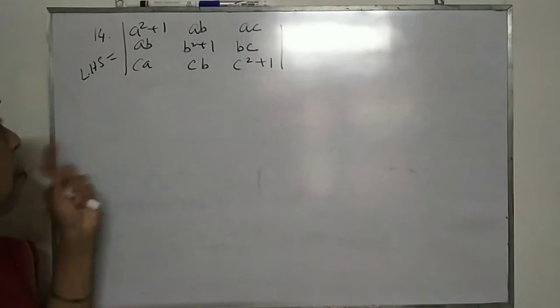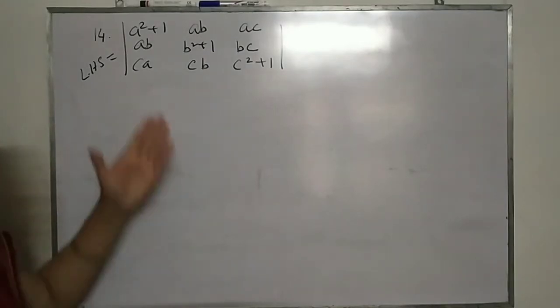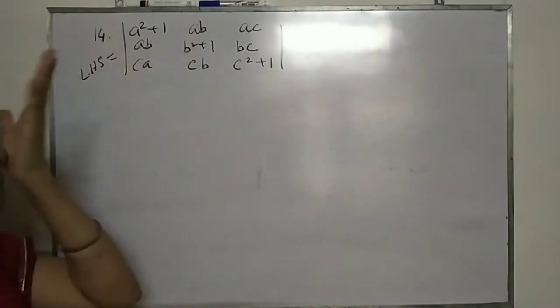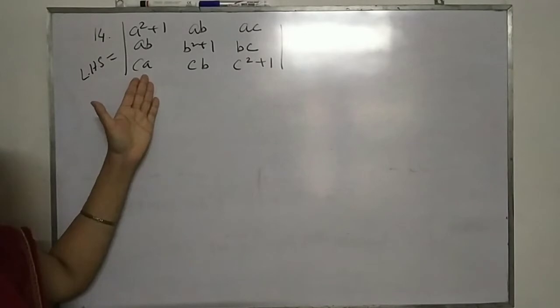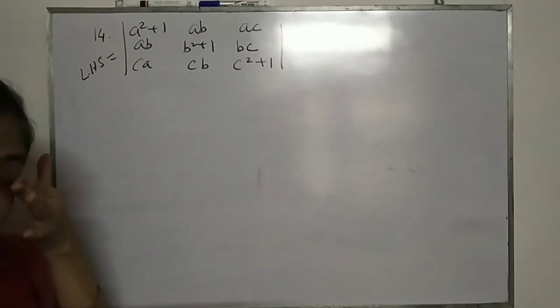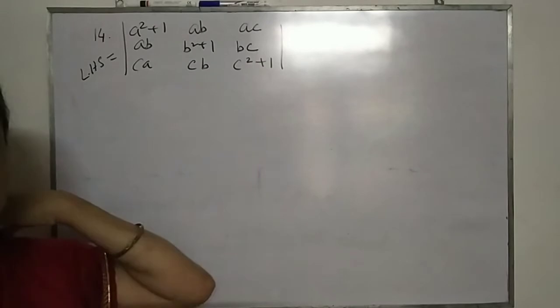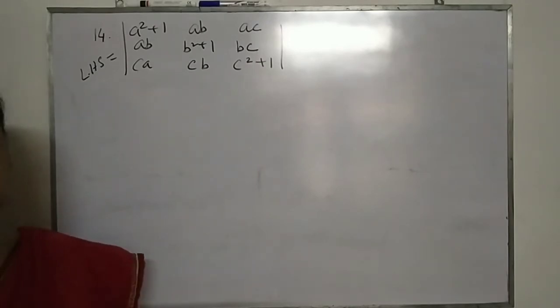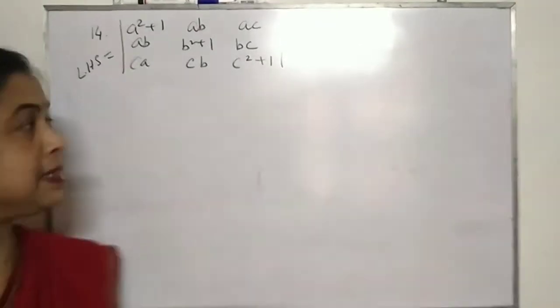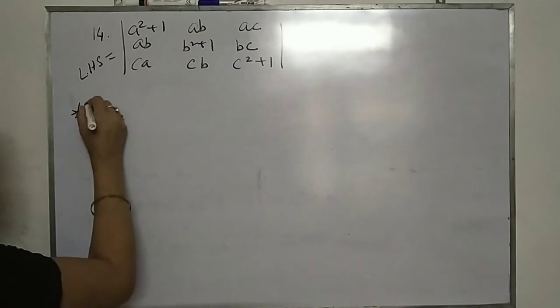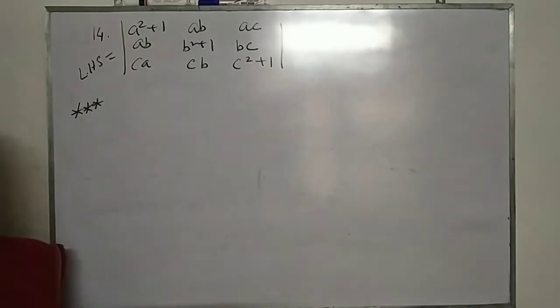Now you see, if I want to use a property here, this will not give you any benefit if I use the 1, 2, 3, 4 properties. The fifth property can be used. That means you can break it up into a sum of determinants, but that will be very lengthy for us. So this is a little bit different, and you try to remember this step.